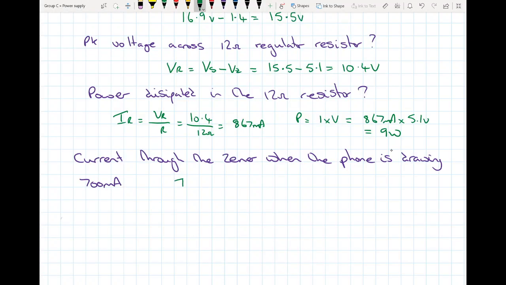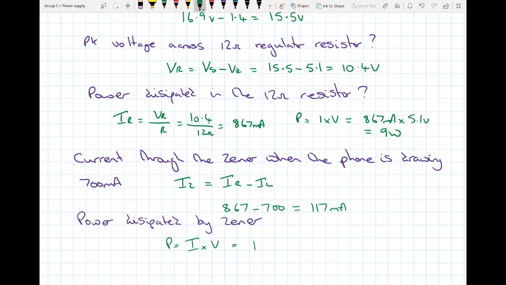So our current in our Zener diode then is going to be 867 minus our 700, which equals 117 milliamps. So what's the power consumed by the Zener diode? So 117 milliamps times by the 5.1 volt Zener diode gives us 596.7 milliwatts.